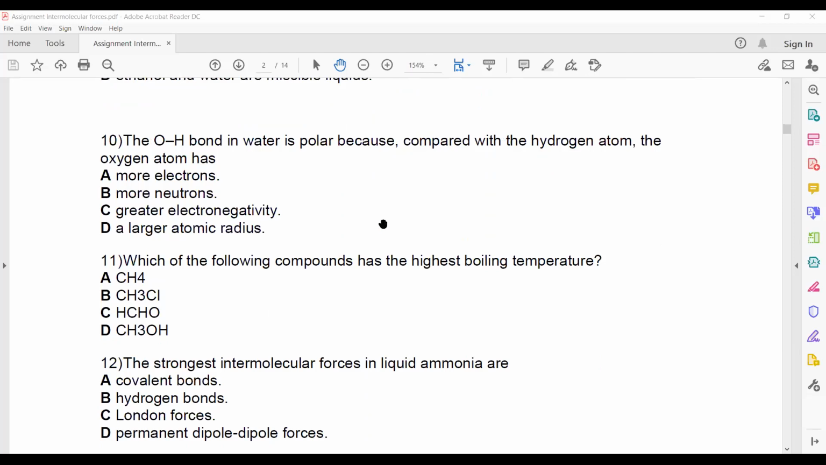The OH bond in water is polar, compared with a hydrogen atom and an oxygen atom. Why are the bonds polar? Basically, that's the question. That's right. Due to the difference in electronegativity, when two atoms have a difference in their electronegativity, the bond pair is distributed unequally between the two atoms, which results in making the bond polar.